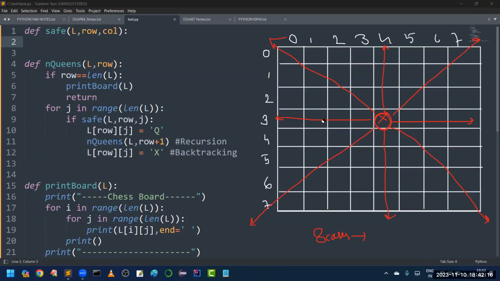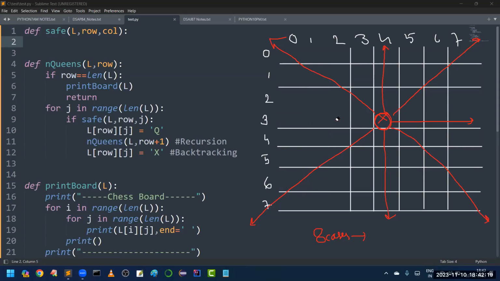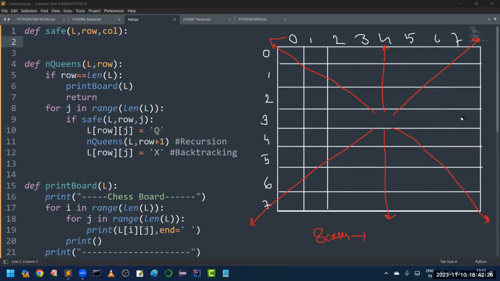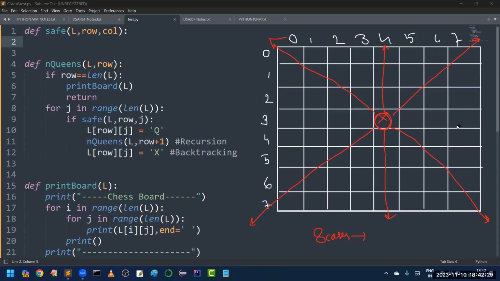Why? Because if you are trying to place a queen in this particular position, definitely before this there won't be any queen. Even after this there won't be any queen, right? Because we are going to check in every place. So at a time you can only place one queen in a row.